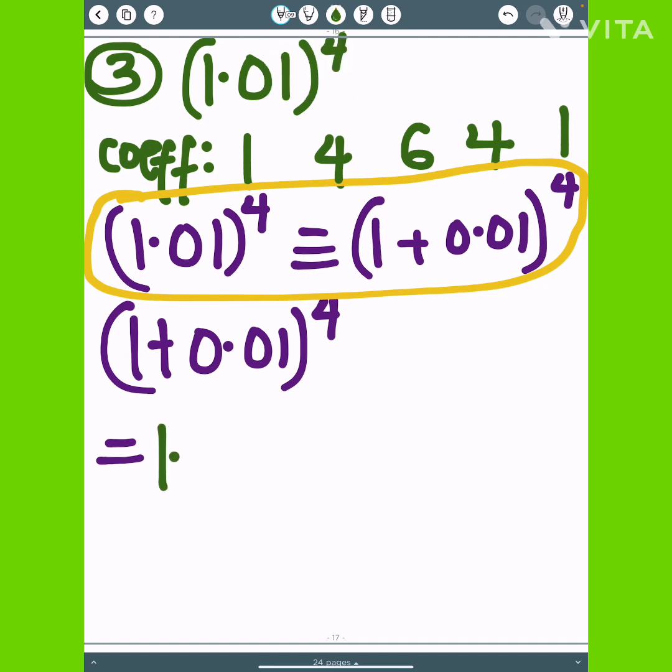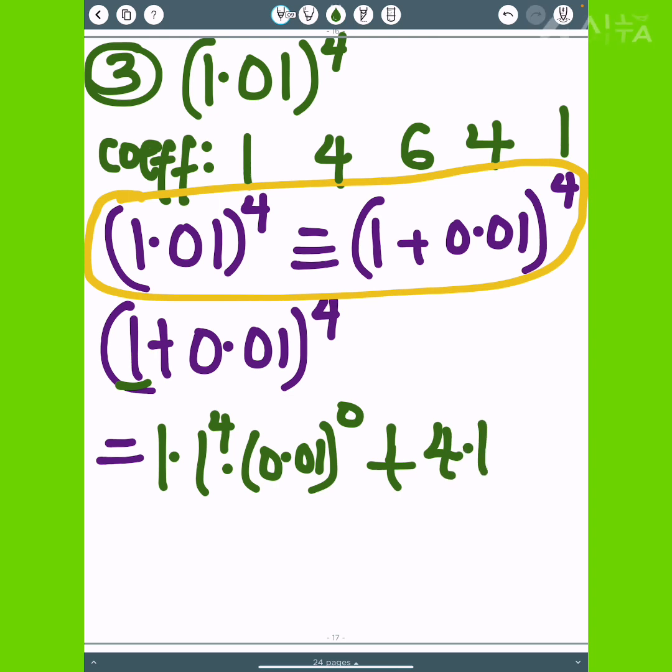Take 1, my first coefficient, times, take this one, raised to power 4, times 0.01 raised to power 0. That's my first term in the expansion. The second term will be, I'll write my second coefficient, which is what? 4, times the first term here, which is 1. 4 times 1 raised to power 3 times 0.01 raised to power what?